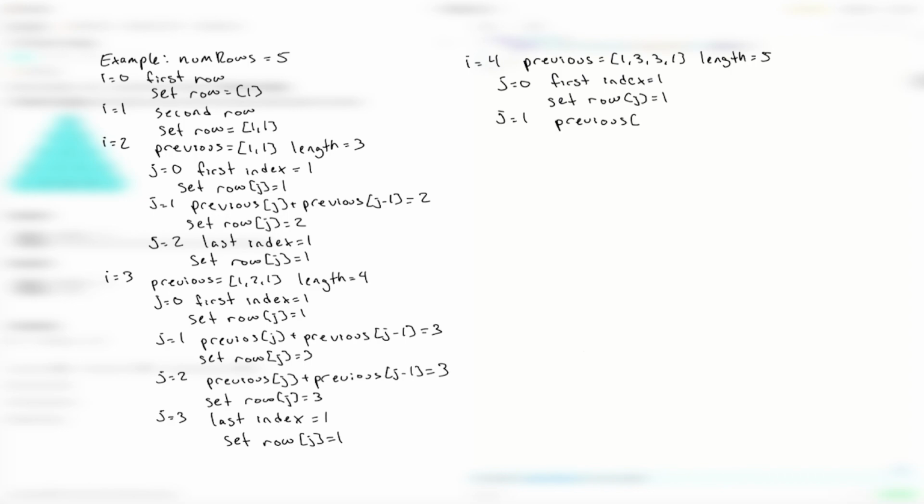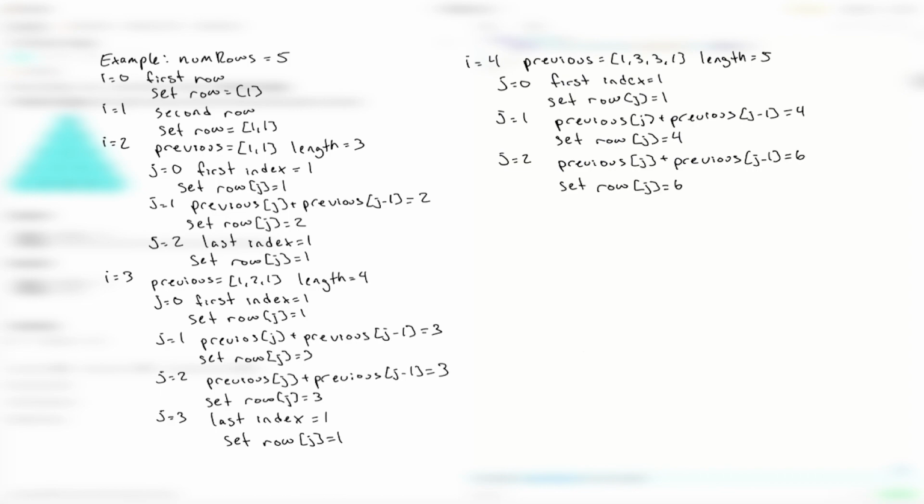Now we're going to say previous j plus previous j minus 1. This will equal 3 plus 1, so this will equal 4. So now we'll set row of j equal to 4 for j equal to 2. Our previous j plus previous j minus 1 is now going to be equal to 3 plus 3, which will equal 6. So now we'll set row j equal to 6 for j equal to 3.